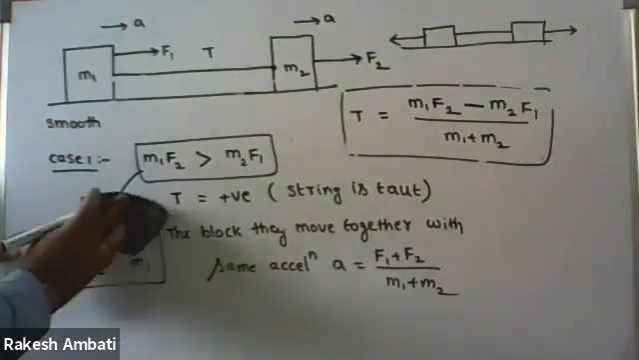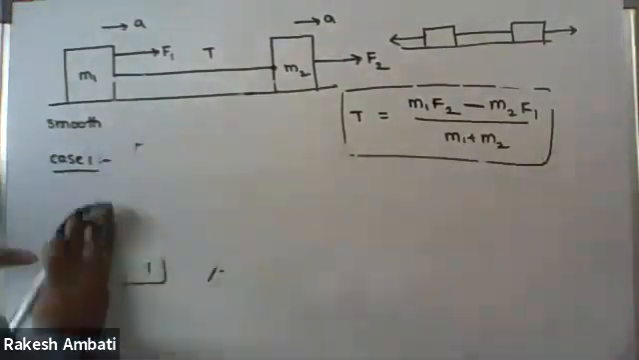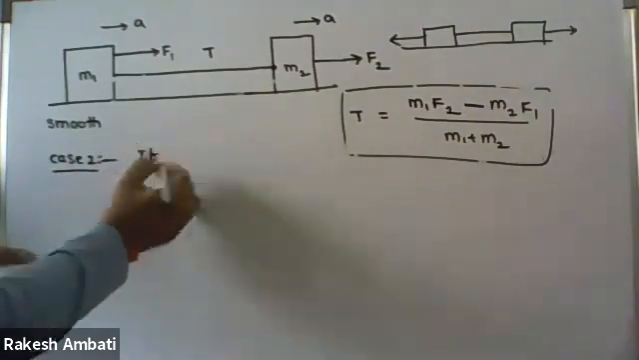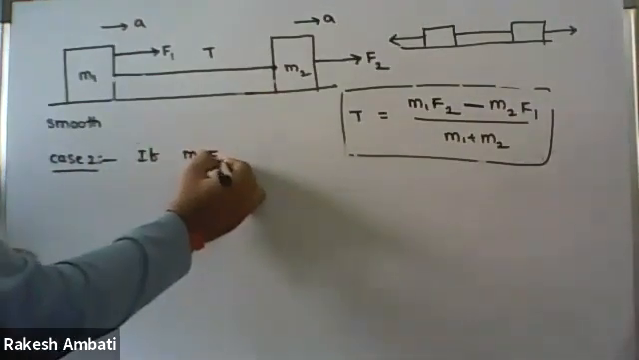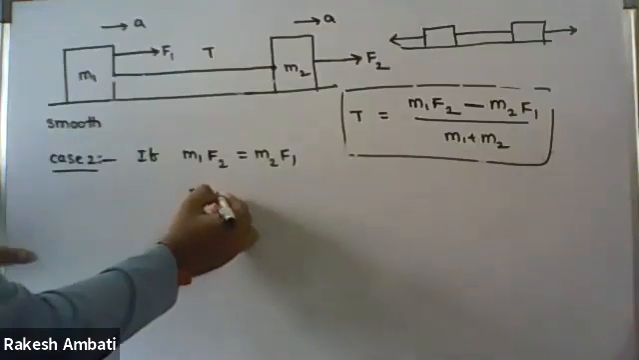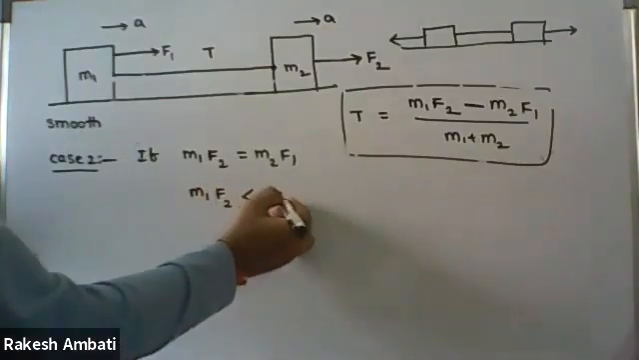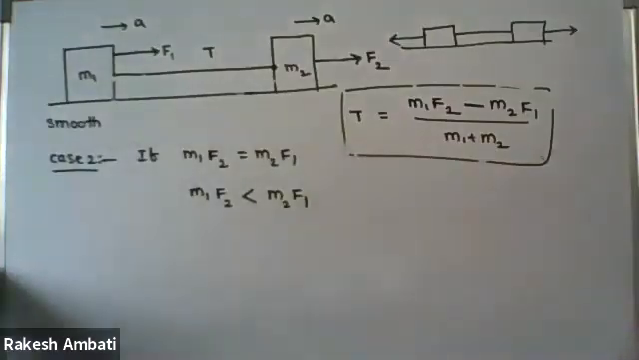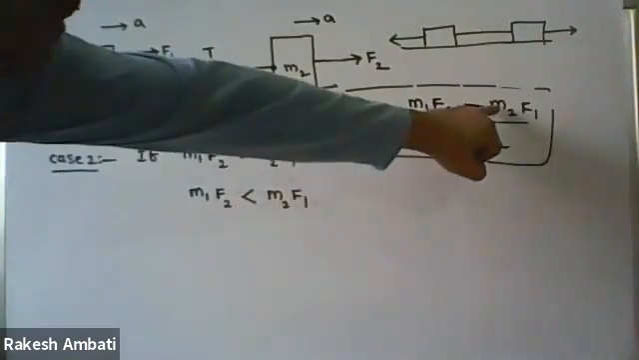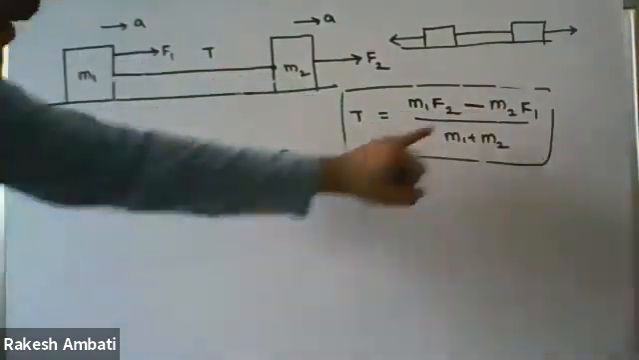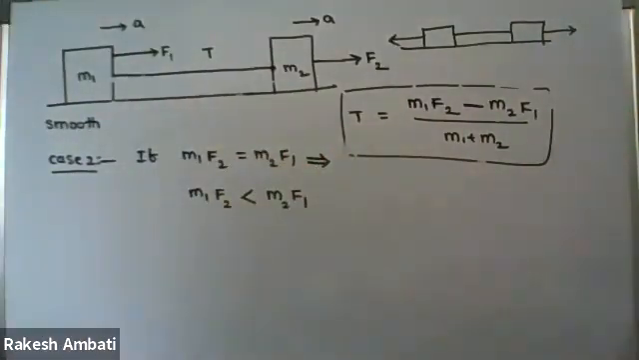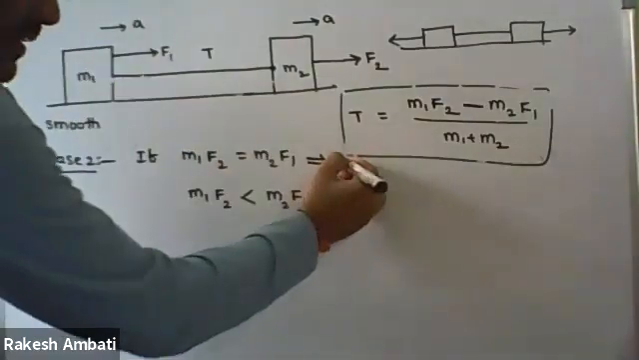Write down the second case. In the second case, if M1 F2 equals M2 F1, or M1 F2 is less than M2 F1. I'm taking both cases: M1 F2 equal to M2 F1, or else a negative value, where M2 F1 is greater. If this is the case, what is the tension force? Zero.